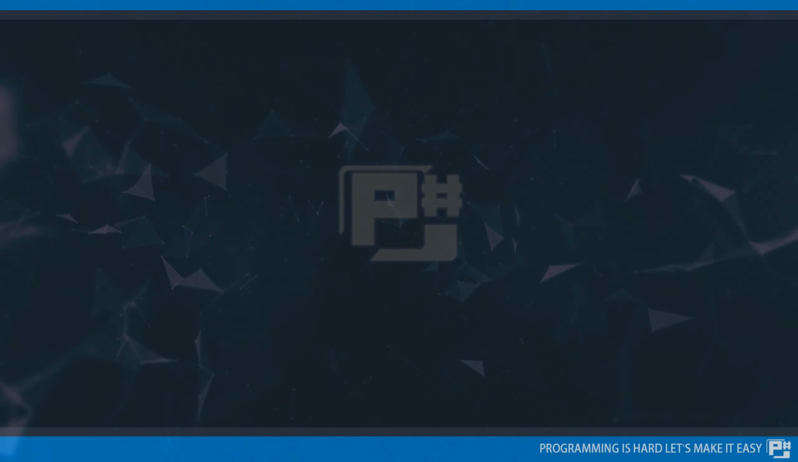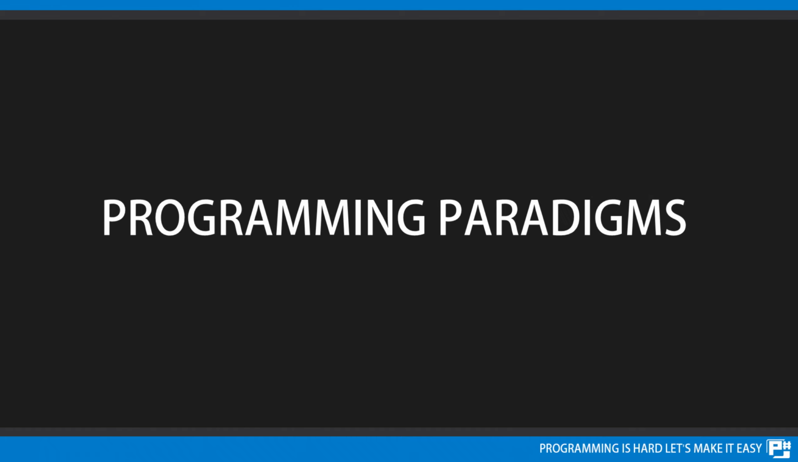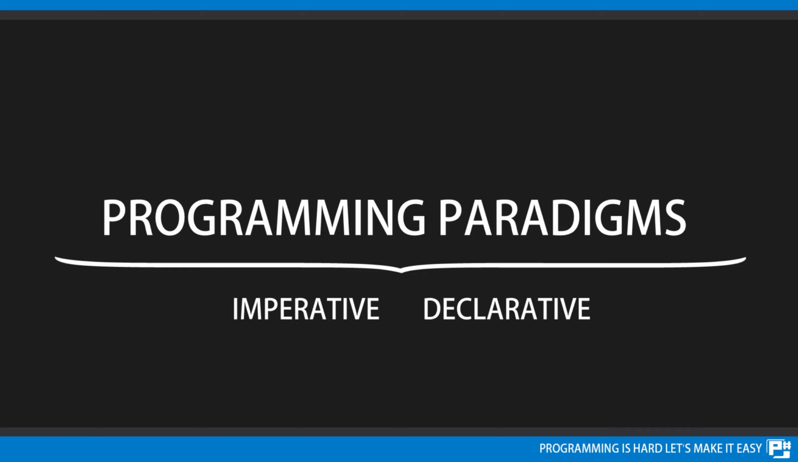There are many ways to program. The end goal is to solve a problem. But there are multiple ways to tackle it. That's where programming paradigms come into play, as a way to classify programming languages. There are many paradigms, but to simplify things, we'll divide them into two major categories: imperative and declarative.